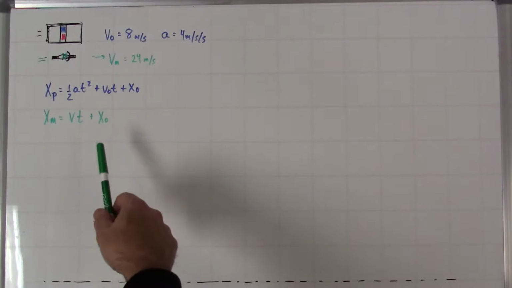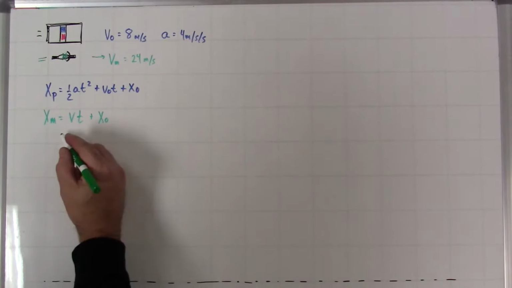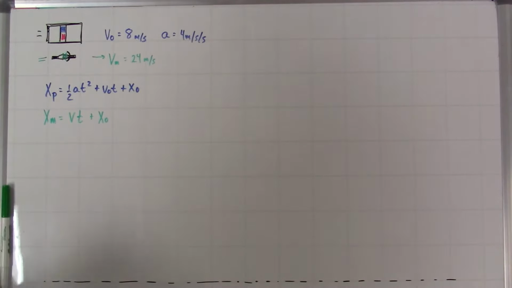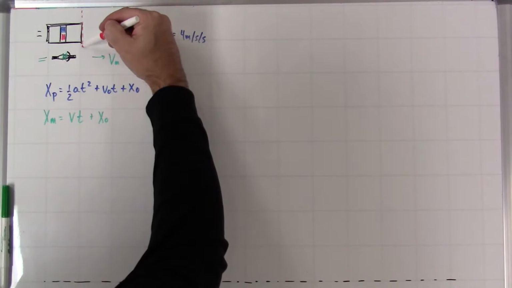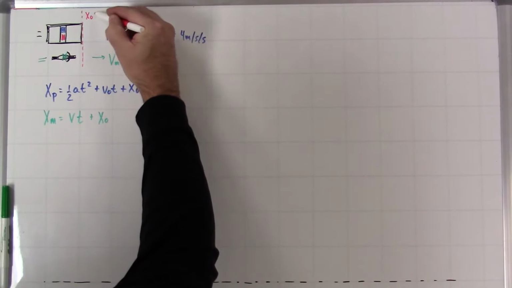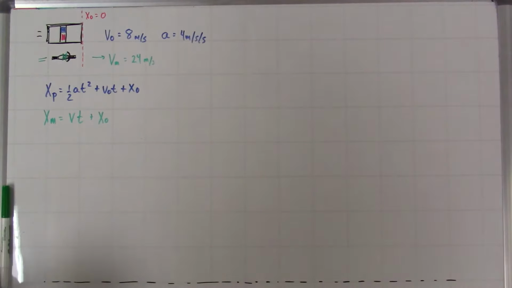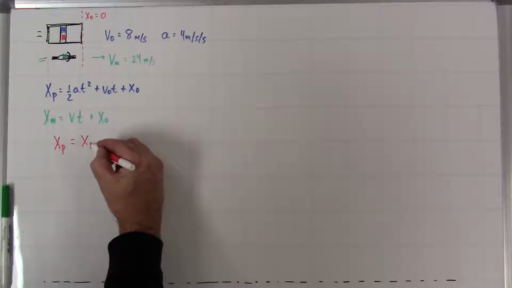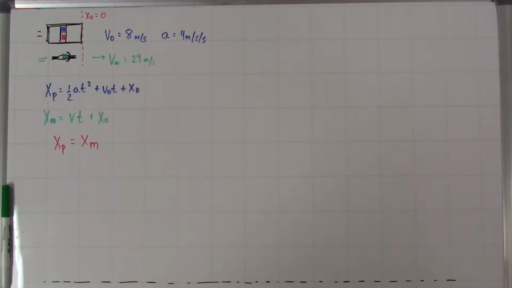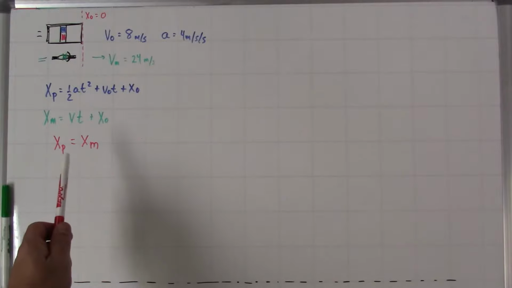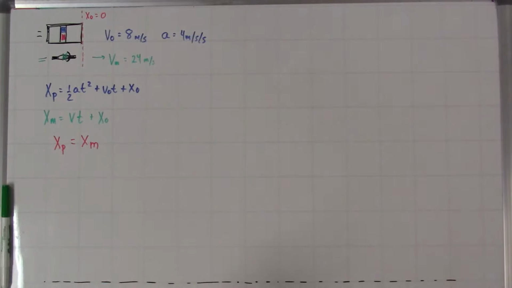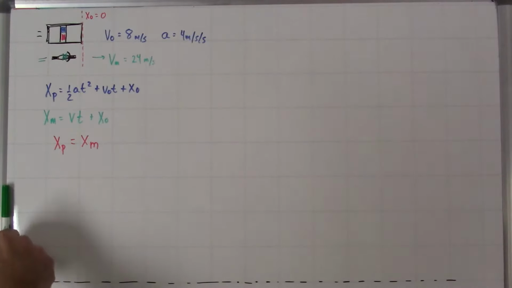So what's nice about this problem is that in both of these, the x0, since they both start at this starting line here, right? They're both here when it starts. So x0 is equal to 0 for both of them. And when it catches up, the position of the police car has to be equal to the position of the motorcycle. And this is our condition for them being at the same place. So we're going to use this, set these two equations equal to each other, and solve for time.